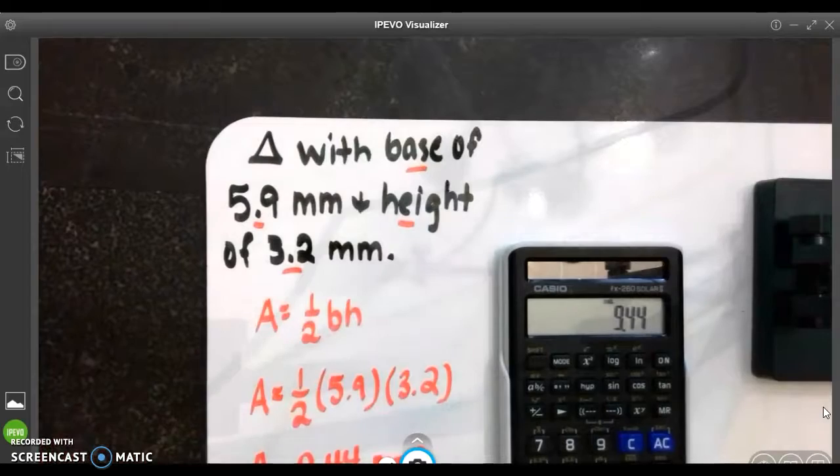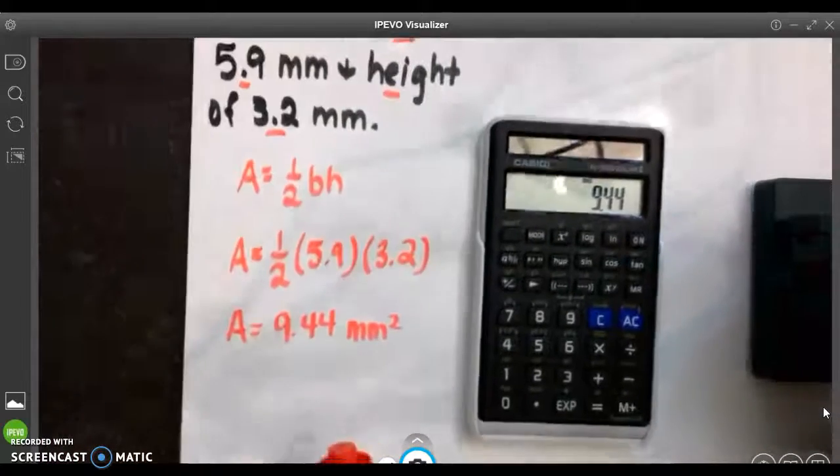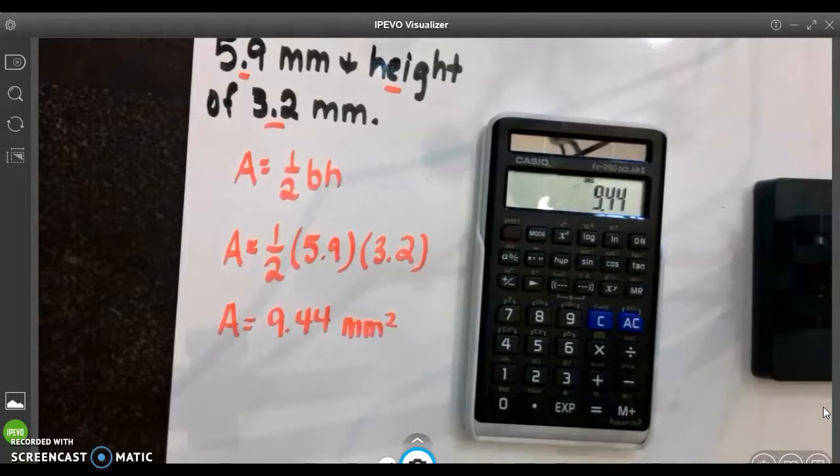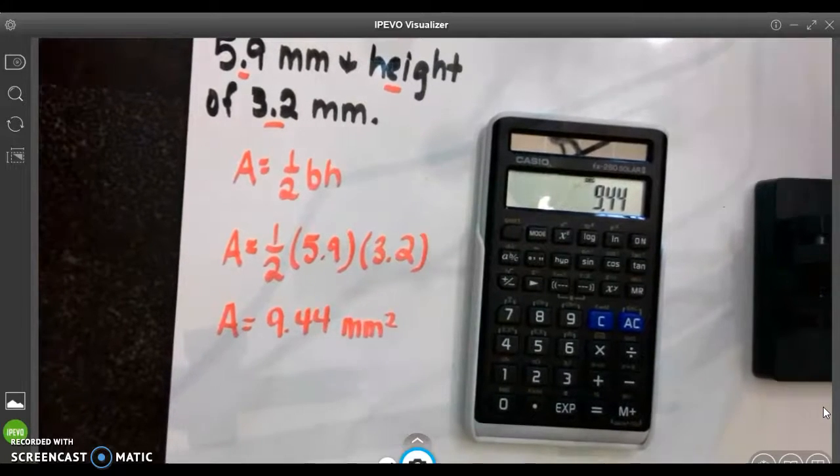So I don't think this will take you very long. Oh, hold on. There you go. Now you can see it all. I don't think this will take you very long. Just remember you're using two different formulas. Make sure you use the correct formula with the correct figure.